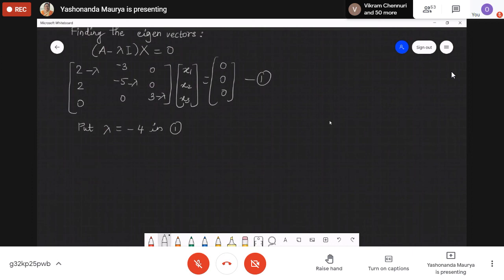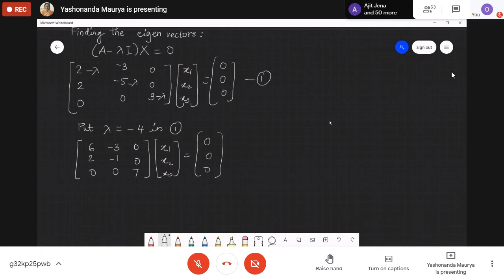So this will be 6, 2, 0, minus 3. This is -4, -5, minus of minus, so that will become plus. So the answer will be -1, 0, 0, 0, minus 3 plus 4, so that will become 7. x1, x2, x3 is equal to 0, 0, 0.